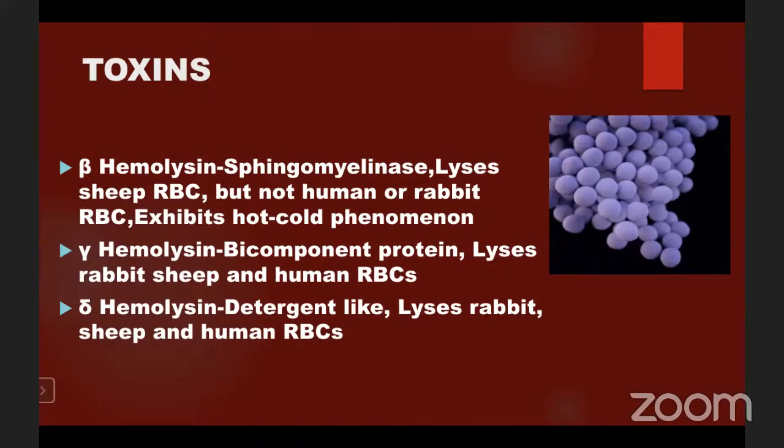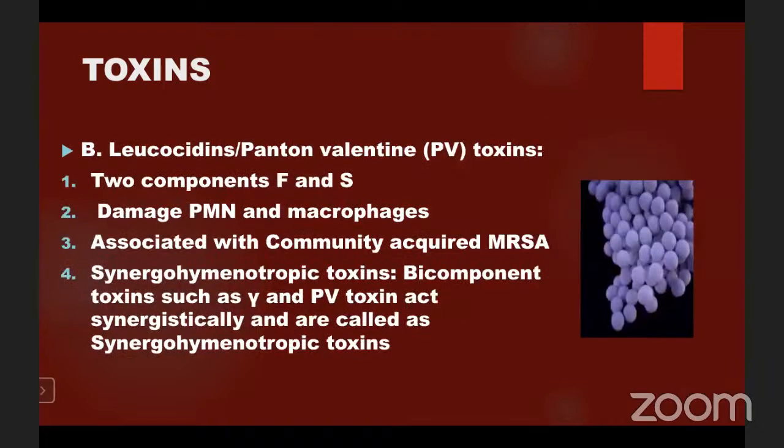Gamma hemolysin. It is a bicomponent protein and it lyses rabbit, sheep, and human RBC. Next one is the delta hemolysin. It is detergent-like and it lyses rabbit, sheep, and human RBC. Next one is the Panton-Valentine toxin. It has two components, F and S. It will damage the polymorphonuclear leucocytes and macrophages.